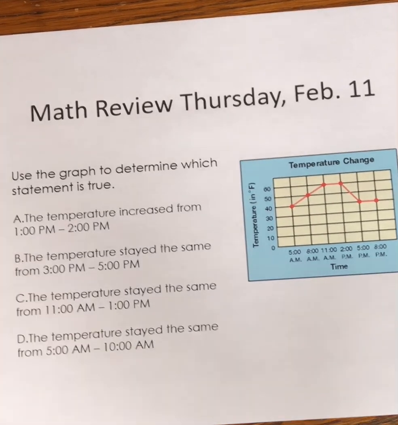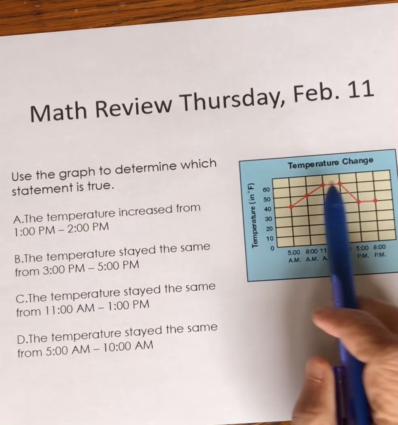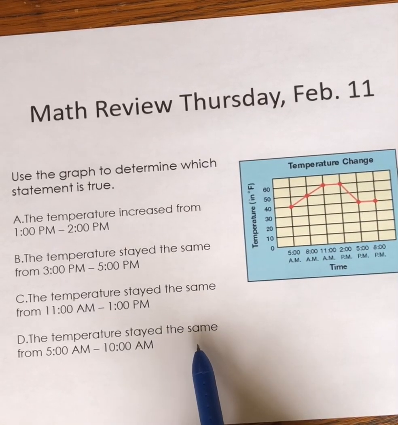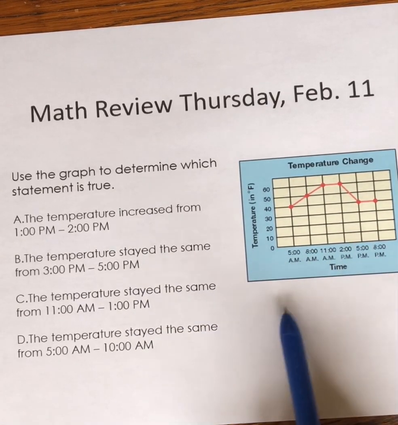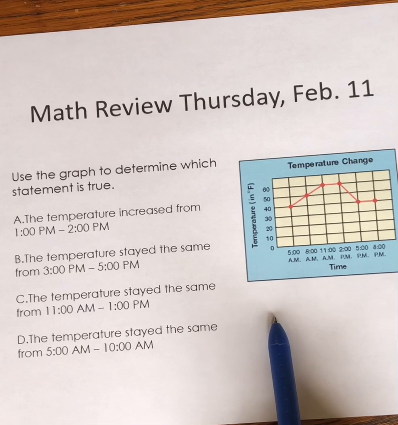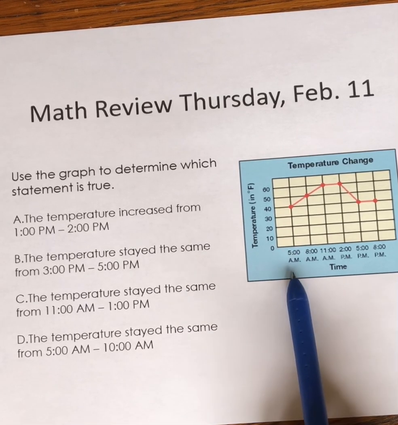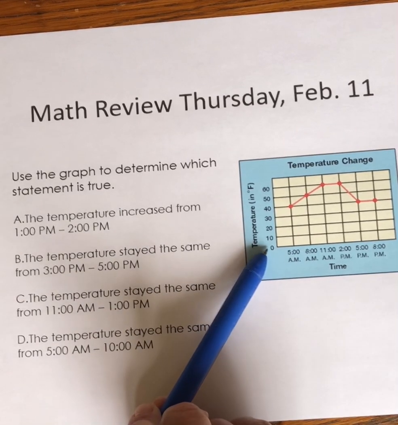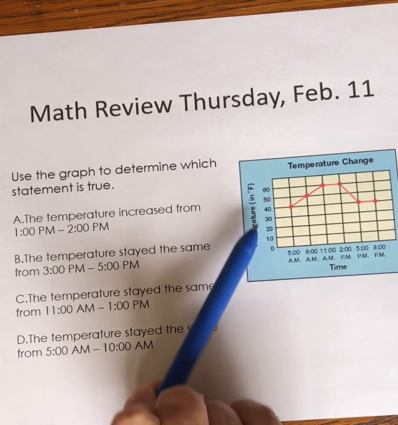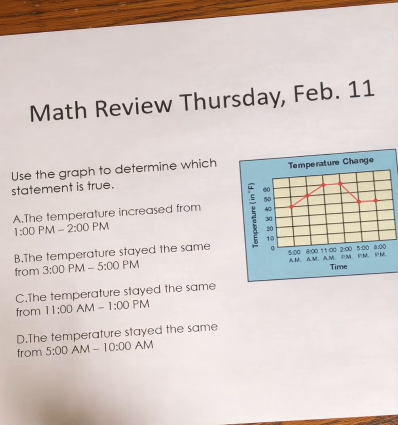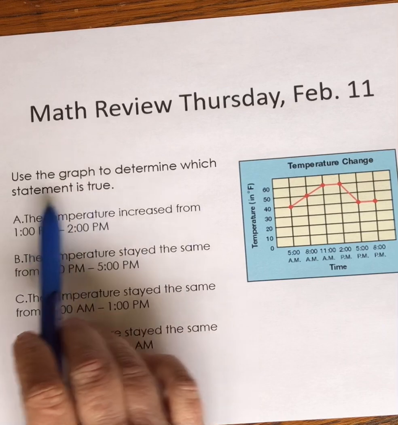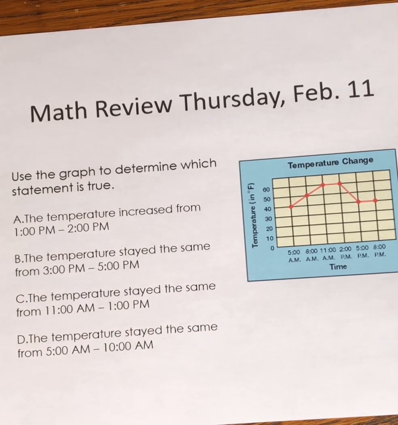We have a graph here of temperature change. It shows temperature in degrees Fahrenheit and time along the bottom. Okay, so we go from 5 o'clock in the morning until 8 o'clock at night. The temperature in degrees Fahrenheit goes from 0 degrees all the way up to 60 degrees. Use the graph to determine which statement is true.